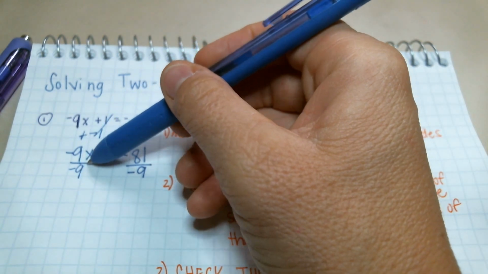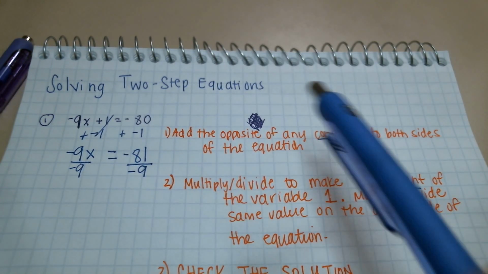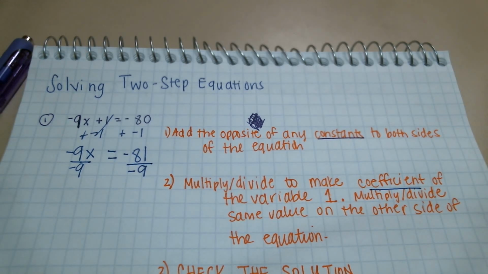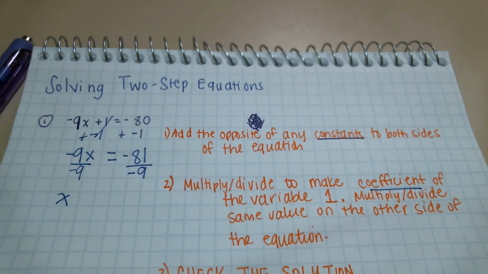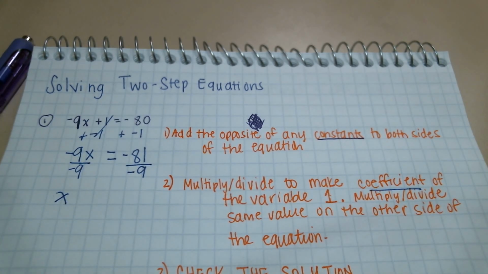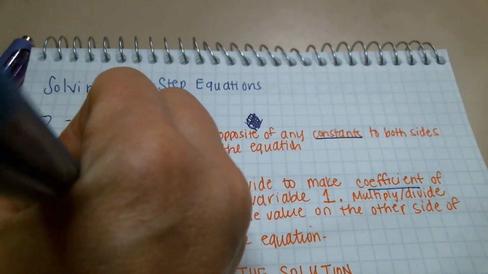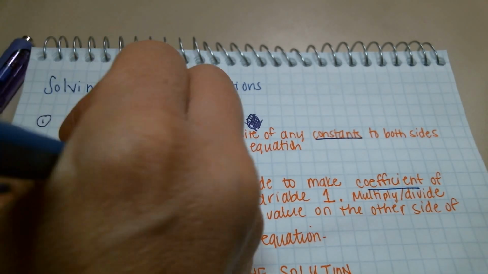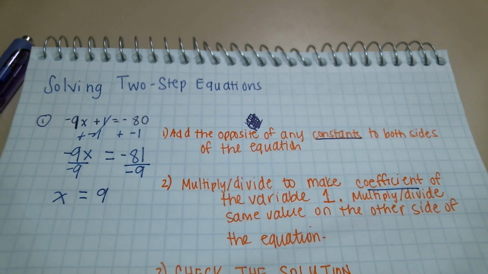So if I divide by -9 here, I must also divide by -9 on the right side of my equation, and this works out really nicely. -9 divided by -9 becomes 1x, or just x. And -81 divided by -9, so we've got a negative divided by a negative, that's positive. 81 divided by 9 is 9. And that seems like it's a reasonable answer.